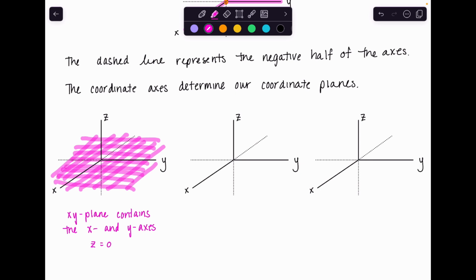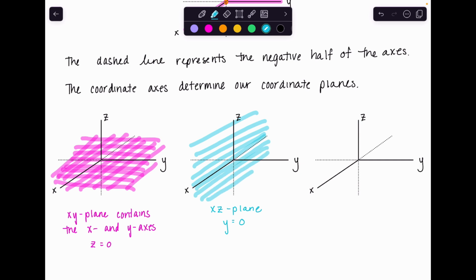Okay. Then our next coordinate plane is going to be the XZ plane. And this is where your Y value is equal to 0. So instead, that's going to contain both the X and the Z axes. So imagine basically like a sheet of paper that's going through both of those axes. And then finally, we have our YZ plane.